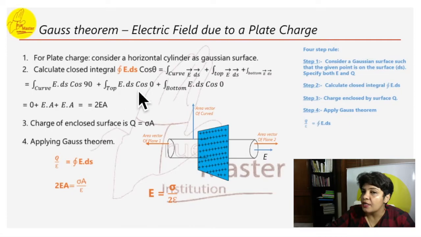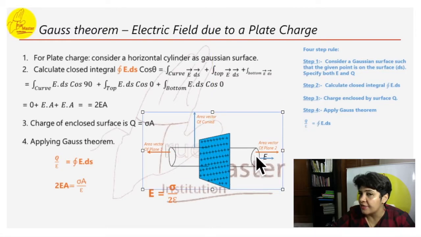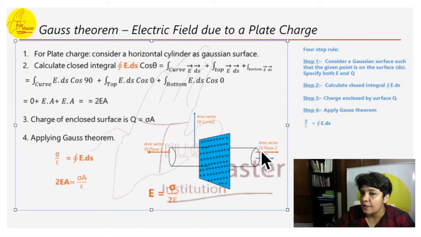Instead of writing E dot ds, we are keeping, for simplification, E dot area. ds represents area, so E dot ds and cos 0. Why is this 0? This is the direction of the area vector for the bottom, and the electric field is in the same direction. Therefore, we can say EA plus, again, this will be EA. So it will become 2EA.